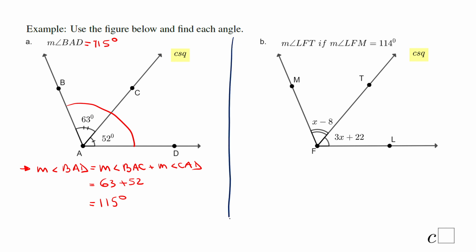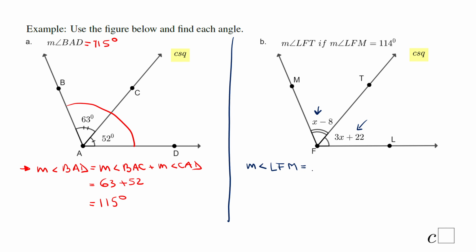Part B, we have now an expression here. X minus 8 is the measure of angle MFT, and the measure of angle TFL is 3x plus 22. We need to find the measure of angle LFT, this one here, and we know the measure of angle LFM, the big angle, is 114. So I'm going to write a very similar statement, measure of angle LFM. Let's do it this way to be consistent with the problem, but it's okay if you write the other way.